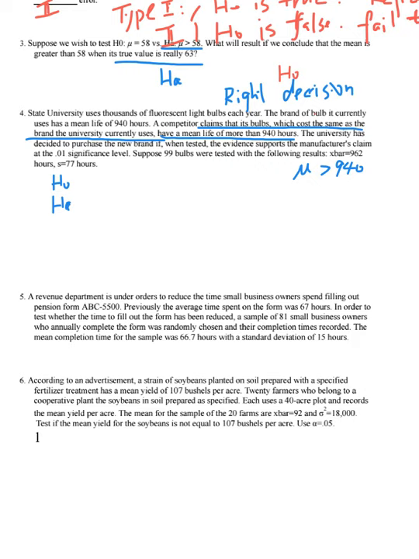We don't have equal, so this will go to H sub A. So mu bigger than 940. And for H0, that is mu less than or equal to 940. So we finish the first step.